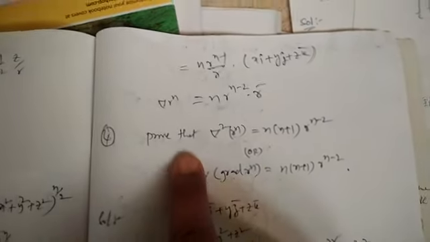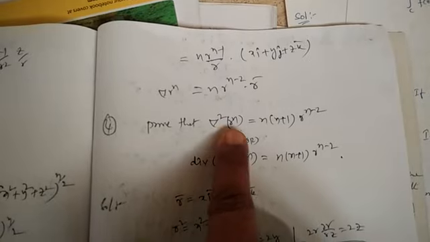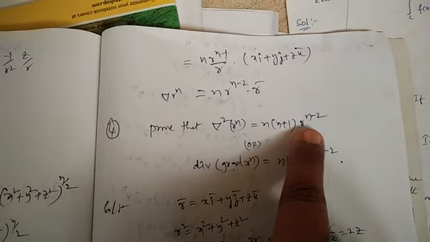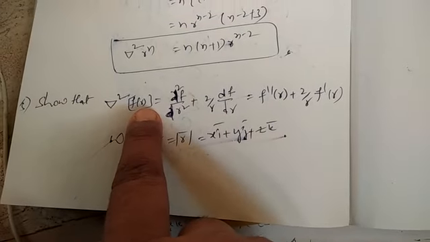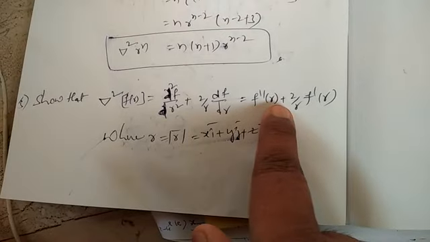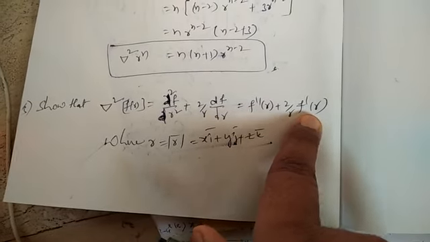Now in the next class I am going to discuss this problem: prove that del square r power n equals n into n plus 1 r power n minus 2. And the other problem we have here: show that del square f of r equals f double dash of r plus 2 by r into f dash of r. These two problems I am going to discuss in the next class.